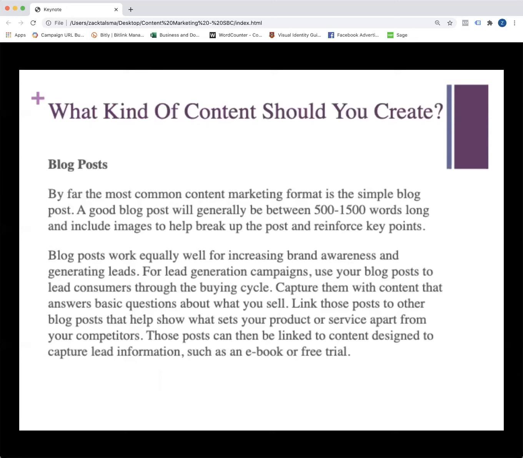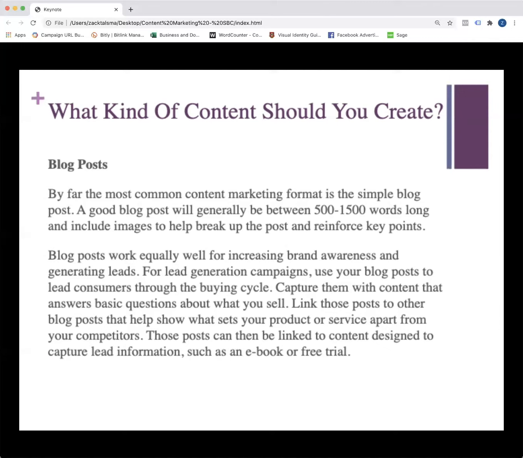So what kind of content should you actually create? We'll go over a few of the most common, and by far the most common are blog posts. Blog posts are just simple text with some video or maybe some images, one or the other, or both. Usually between 500 and 1,500 words long. And you use those images and videos to break up the post a little bit while also reinforcing key points.